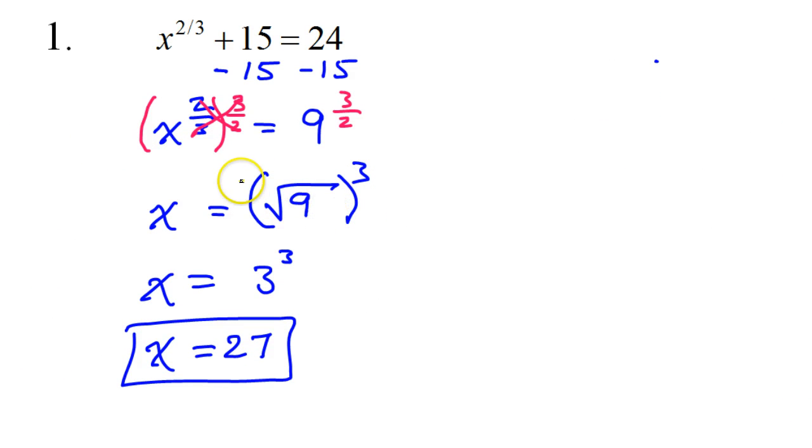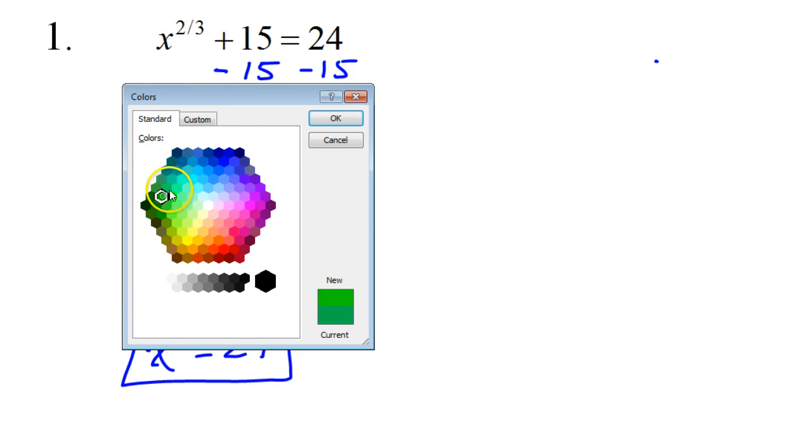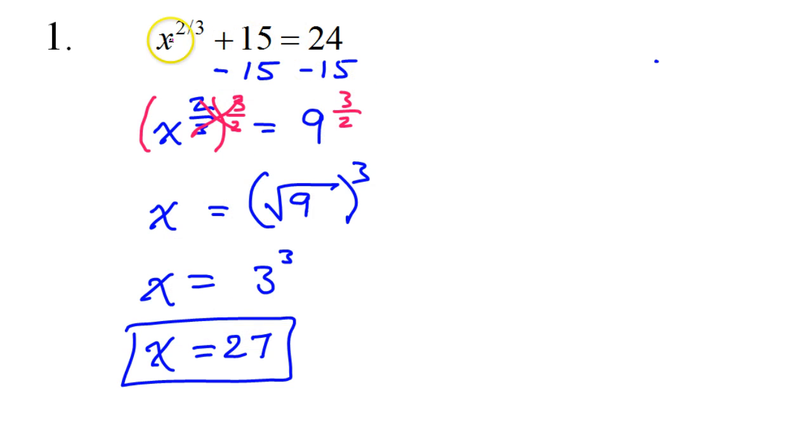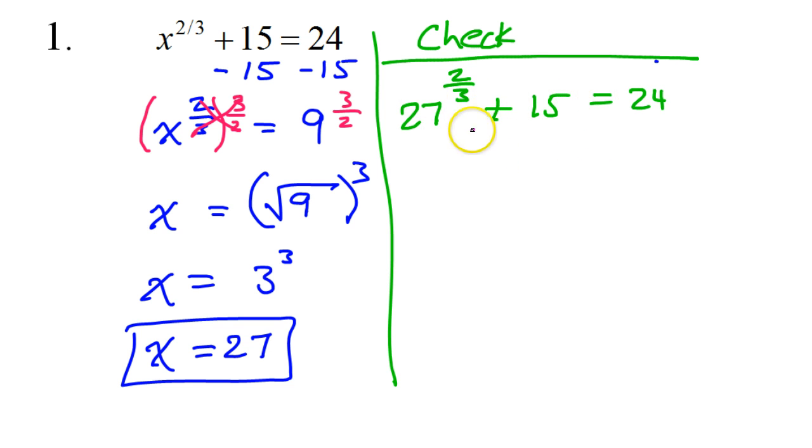Now, for these types of problems that involve radicals and such, it's important that we check our answer. So let's plug this back in and make sure that it actually works. I'll use this color green. So if I put in 27, so this is my check. That would make 27 to the 2/3 power plus 15 is equal to 24. So it's important just to simplify. We're not going to solve. We're not going to subtract 15 from both sides or anything like that. Everything is going to stay where it is.